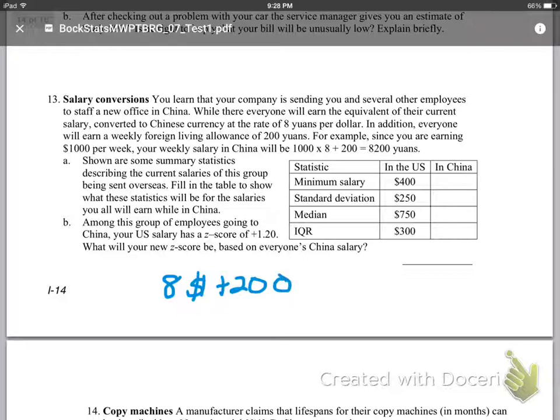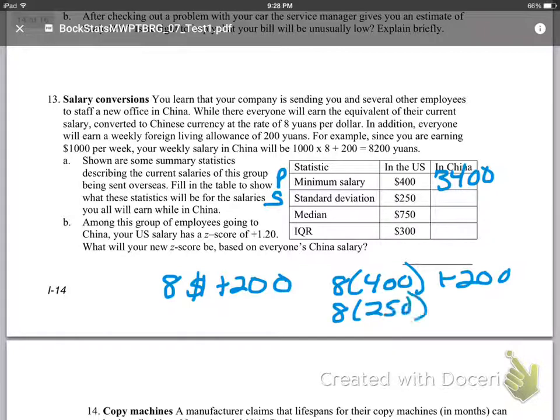All right, so if I have a minimum salary, is minimum a position or a spread? Hopefully you said it's a position, so I'm going to do everything. It's going to be 8 times 400 plus 200. So 8 times 400 plus 200 gives me 3,400. Okay, standard deviation is a spread, so all we do is multiply. So that's going to be 8 times 250, which I think is 10,000. 8 times 250. Nope, wrong, it was 2,000.